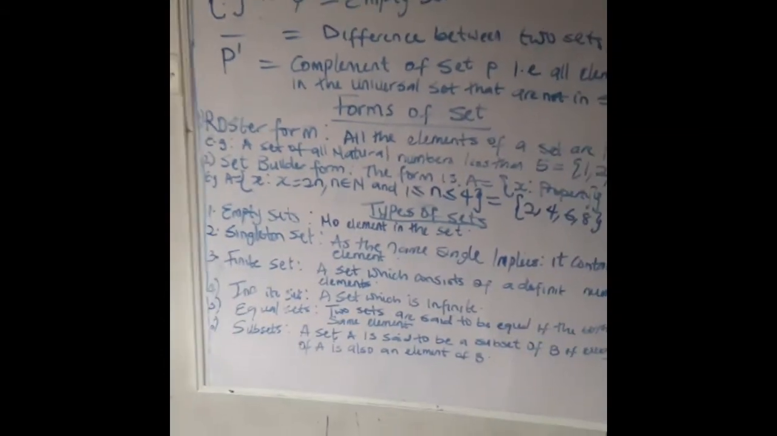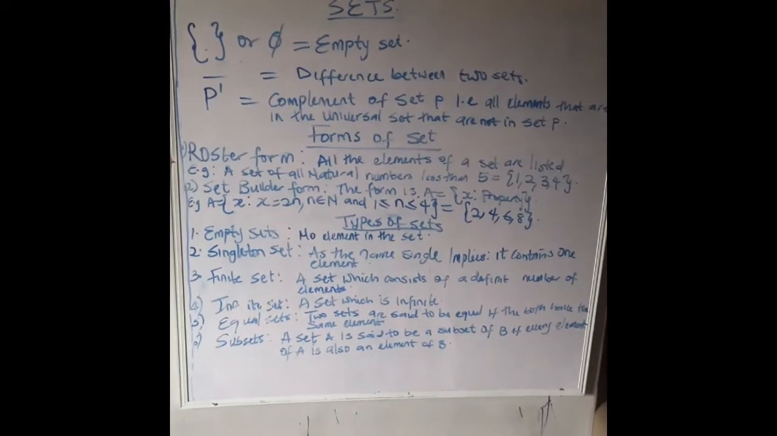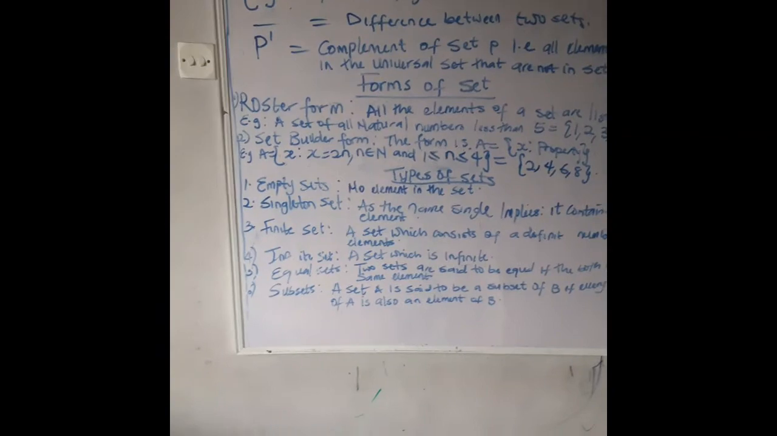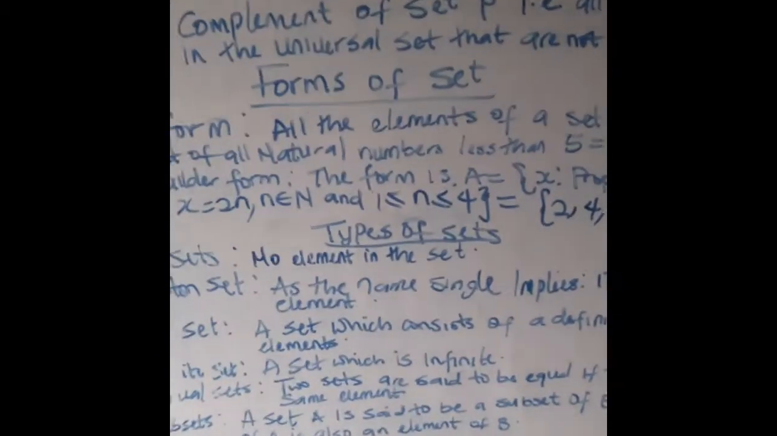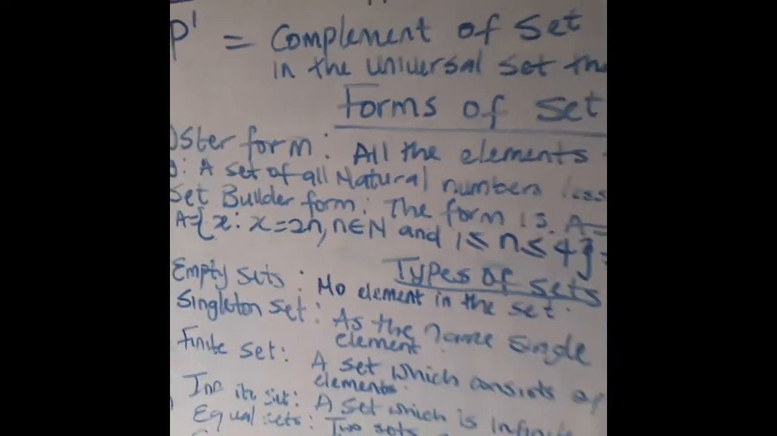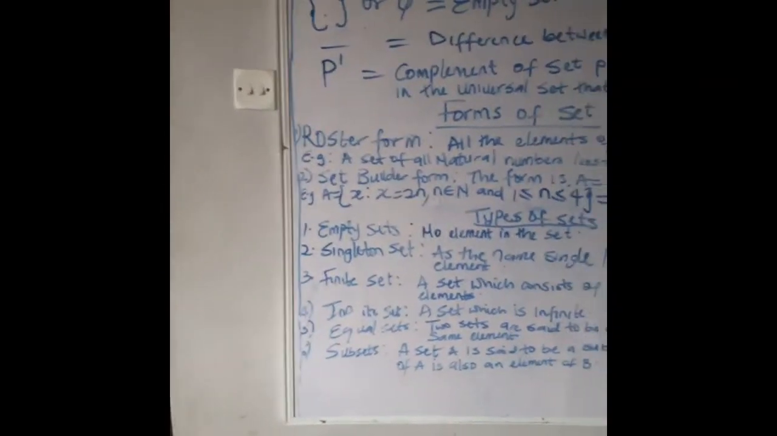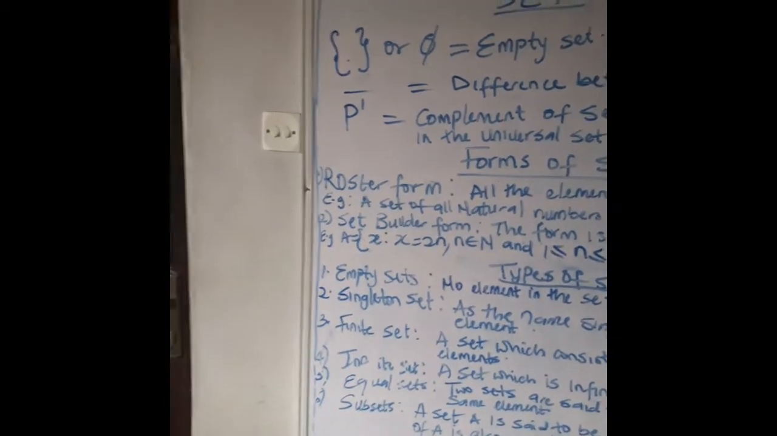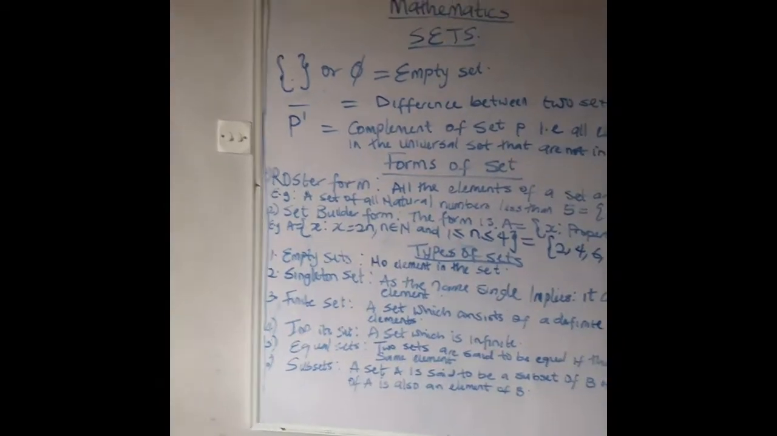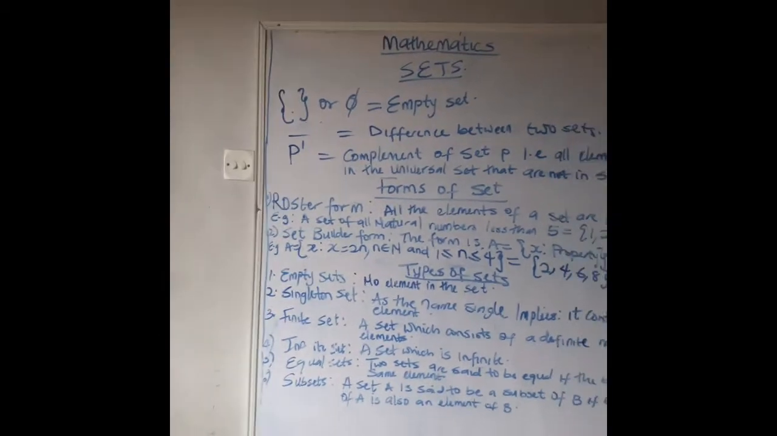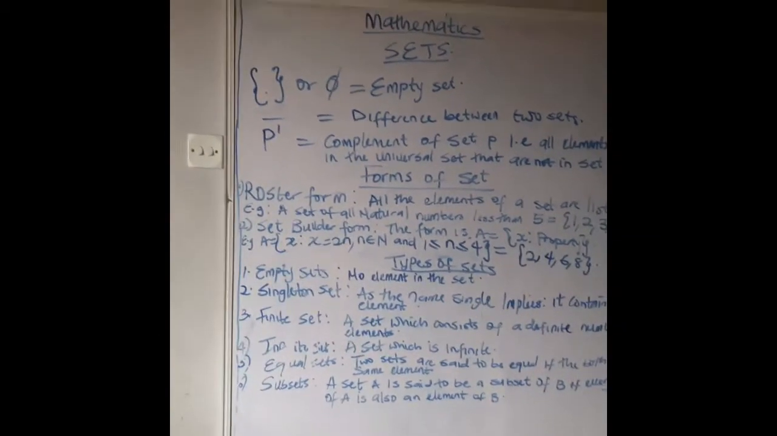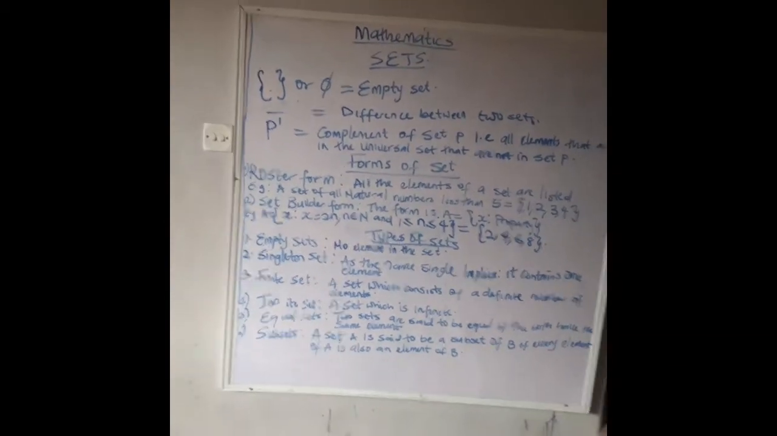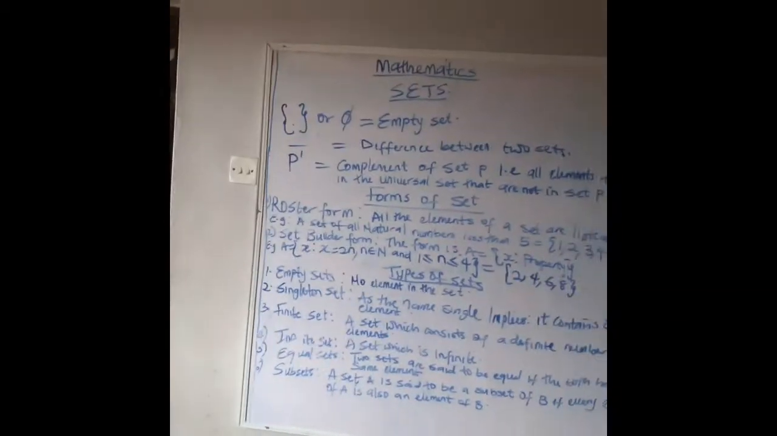That is a singleton set. So we have a finite set. A finite set is a set in which the elements of the set are finite. That means we know the number, we know the beginning of the set, and we know the end. We know the beginning of the elements of the set, and we know the end. That is where it started from and where it's going to stop. That's what we understand by a finite set.